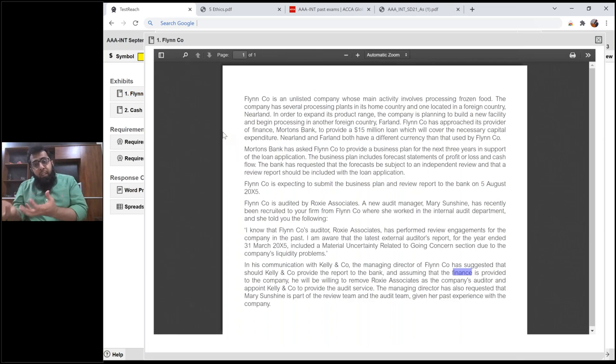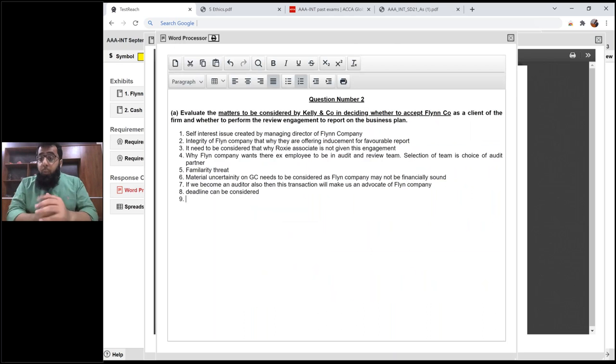You can also include the points relating to matters to consider before accepting a PFI, that you will consider the types of assumptions they have included. You will consider the deadline. The deadline they are giving is very short. You can consider the competence of our firm in this industry. Now, these can be smaller, simpler points which you can include.